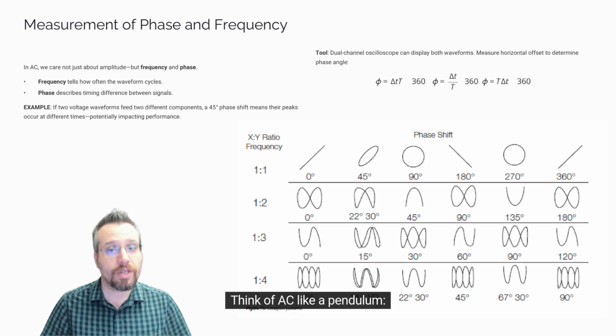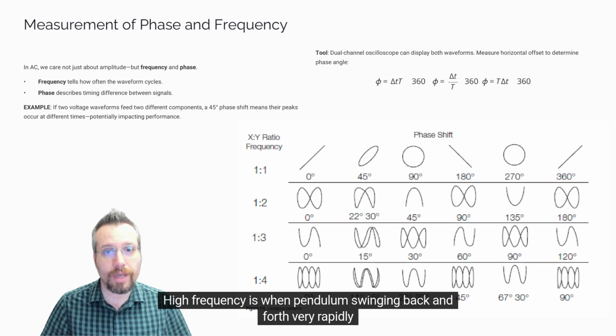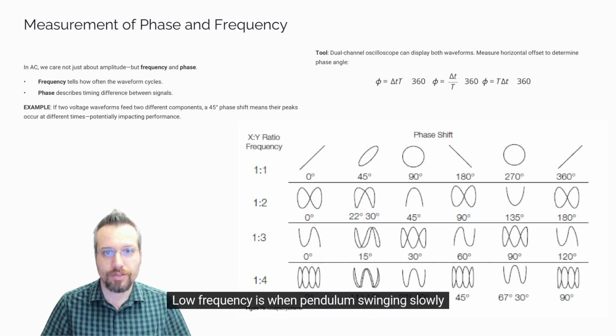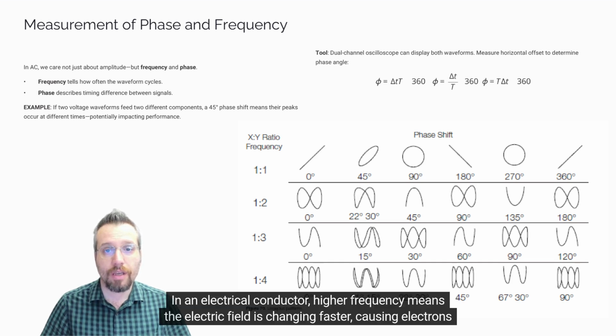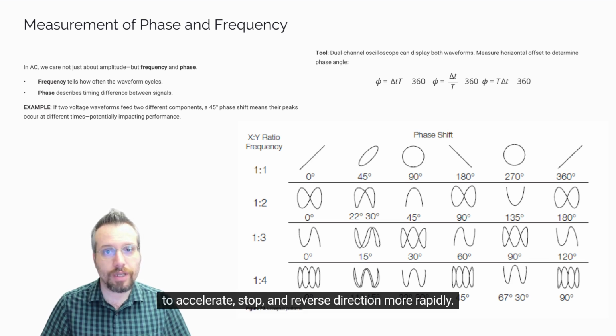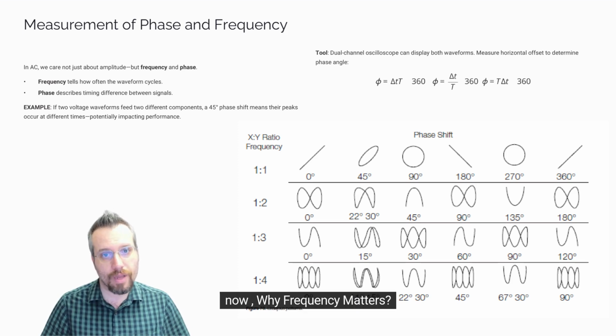Think of AC like a pendulum. High frequency is when the pendulum is swinging back and forth very rapidly. Low frequency is when the pendulum is swinging slowly. In an electrical conductor, higher frequency means the electric field is changing faster, causing electrons to accelerate, stop, and reverse direction more rapidly. Now, why does frequency matter?